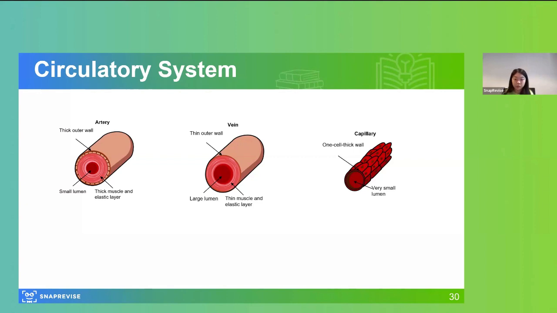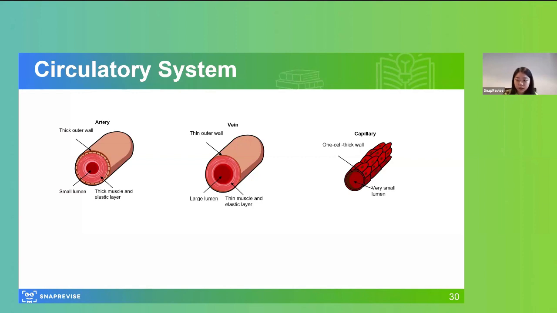Vein, the next one, let's move on to the next one. The vein transports deoxygenated blood. So the artery transports oxygenated blood. Vein transports deoxygenated blood back to the heart and is at a much lower pressure, a low pressure.